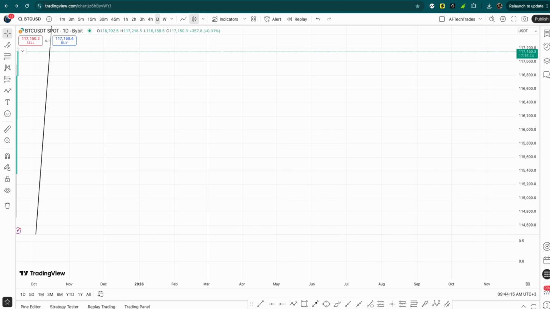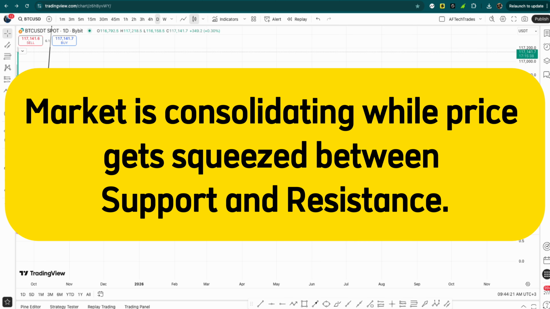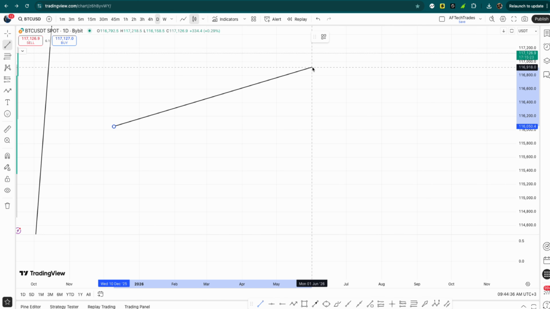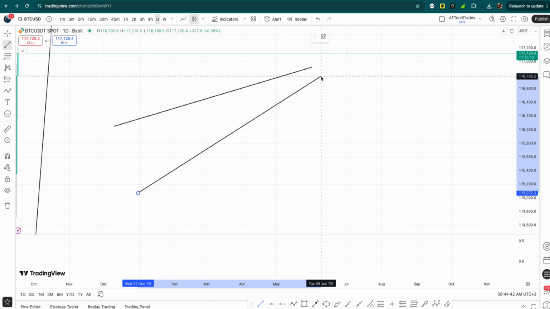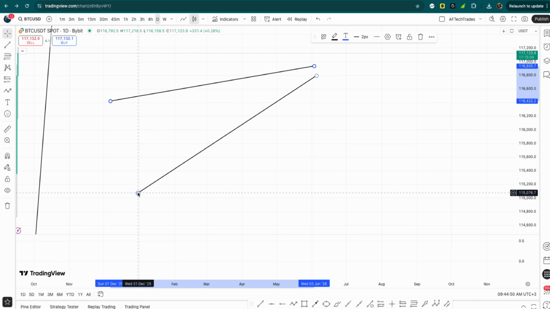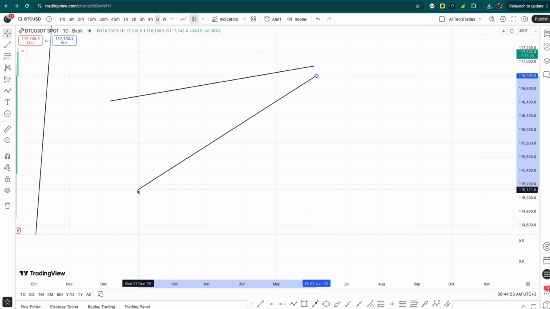So now, what is the definition of a wedge? Let's say the market is consolidating, right? Where price gets squeezed between the support and resistance. Let me show you. If, for example, let's say this, like this, would represent our rising wedge, right?